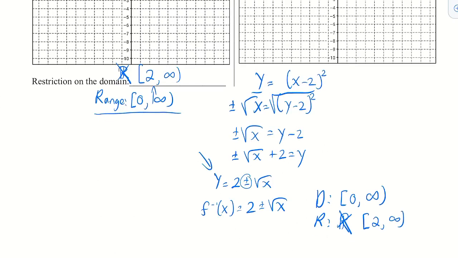So that means that this equation right here is actually going to change. And by changing this, I'm just going to remove the negative version of that. If you wanted to remove the positive version, so it would be 2 minus square root of x, then we would restrict the domain from negative infinity to 2. But since we did 2 to infinity, we want the plus version of that square root of x.